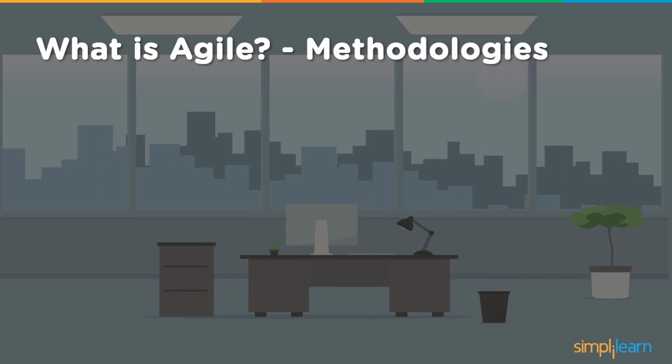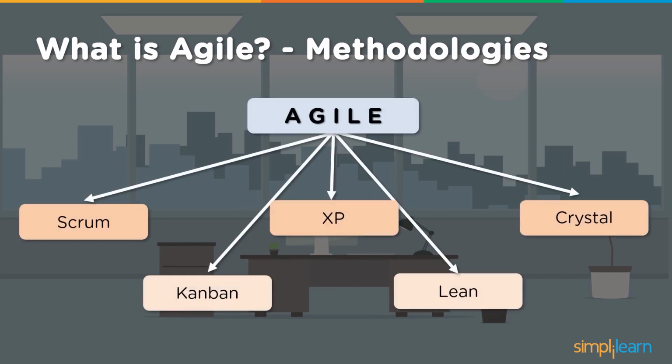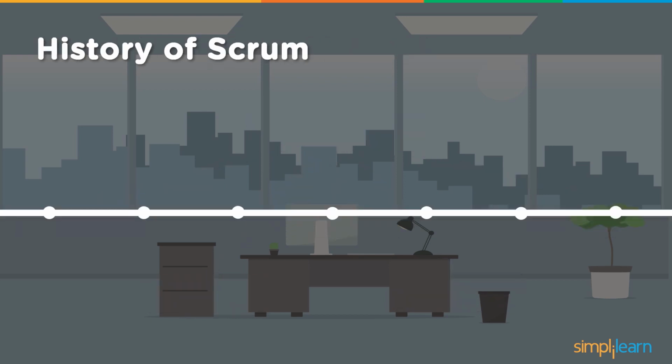Then there are various different methodologies in Agile: Scrum, Kanban, Extreme Programming, that is XP, Lean methodologies, and Crystal. In this video tutorial, we are focusing on Scrum. So let us understand what Scrum is all about. Before we understand what Scrum itself is, let us look at the history of Scrum, where it started and how it started.